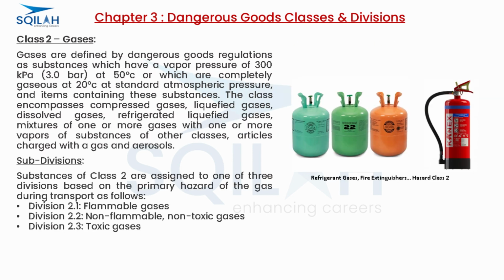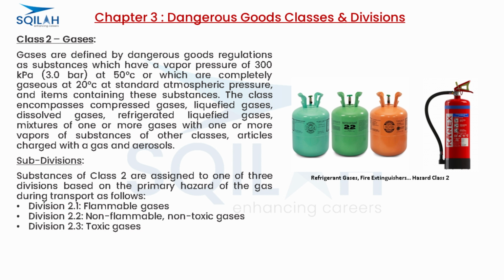Class 2, Gases. Gases are defined by Dangerous Goods Regulations as substances which have a vapor pressure of 300 kilopascals, 3.0 bar, at 50 degrees Celsius or which are completely gaseous at 20 degrees Celsius at standard atmospheric pressure, and items containing these substances. The class encompasses compressed gases, liquefied gases, dissolved gases, refrigerated liquefied gases, mixtures of one or more gases with one or more vapors of substances of other classes, articles charged with a gas, and aerosols.